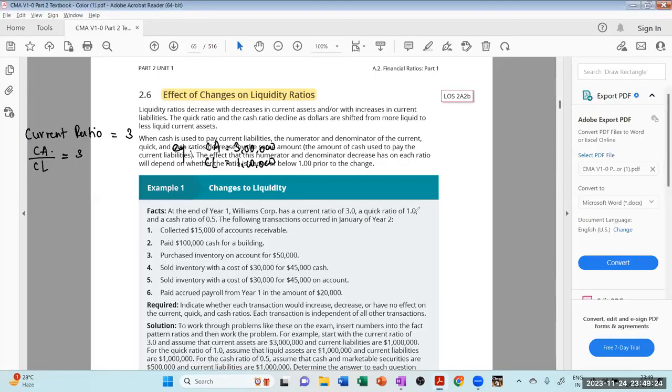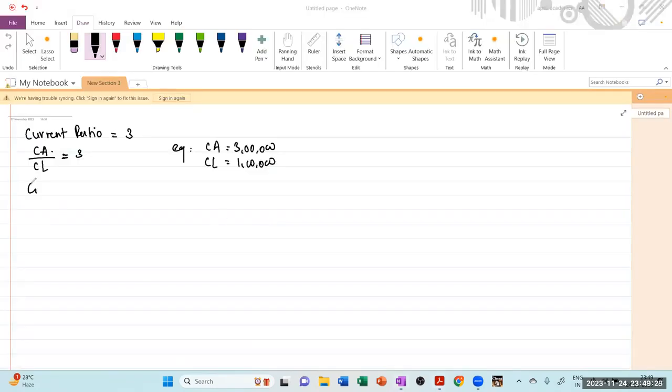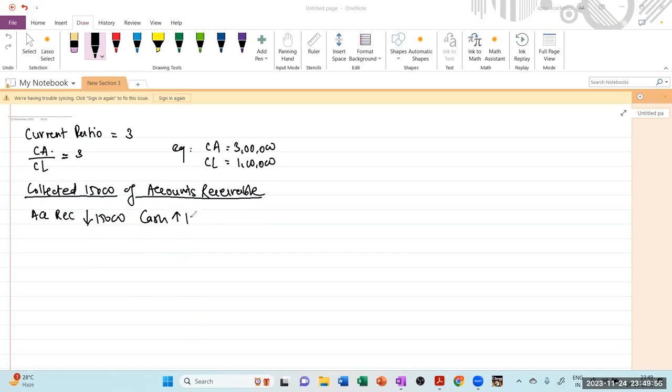Now I'm going ahead. What is the transaction? Collected 15,000 of accounts receivable. What is the impact of this? The impact of this is accounts receivable goes down by 15,000 and cash increases by 15,000. What is the journal entry? Cash slash bank account debit to accounts receivable 15,000. I hope you all agree with this statement.